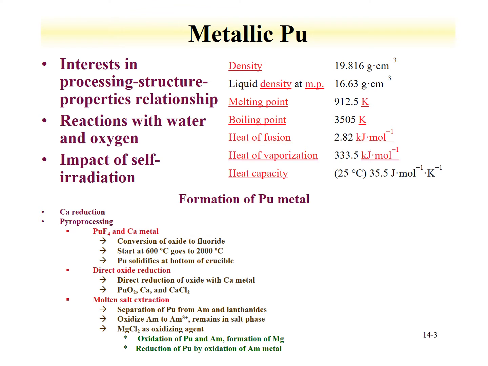This is similar for the oxide, so the direct oxide reduction with calcium metal can also be performed, where you use plutonium dioxide, calcium, and calcium chloride. And then there's molten salt extraction, where the molten salt system is used as a solvent, where plutonium can be reduced to the metallic state, and the solvent, in this case molten salts, is not influenced by the reduction behavior.